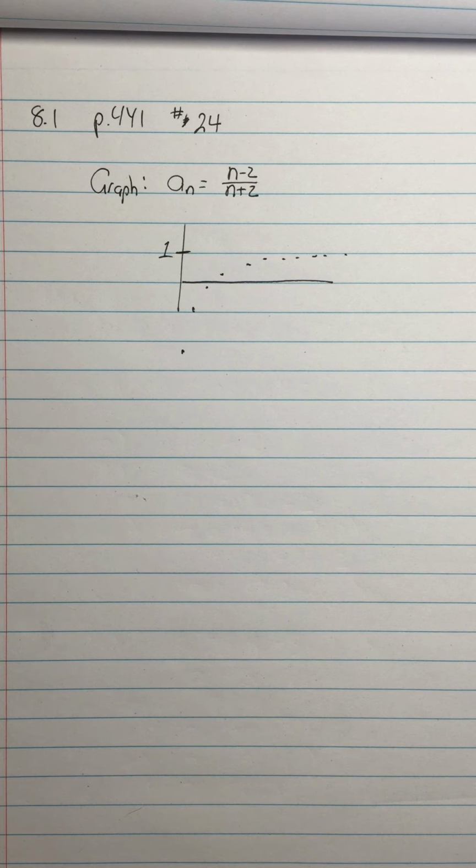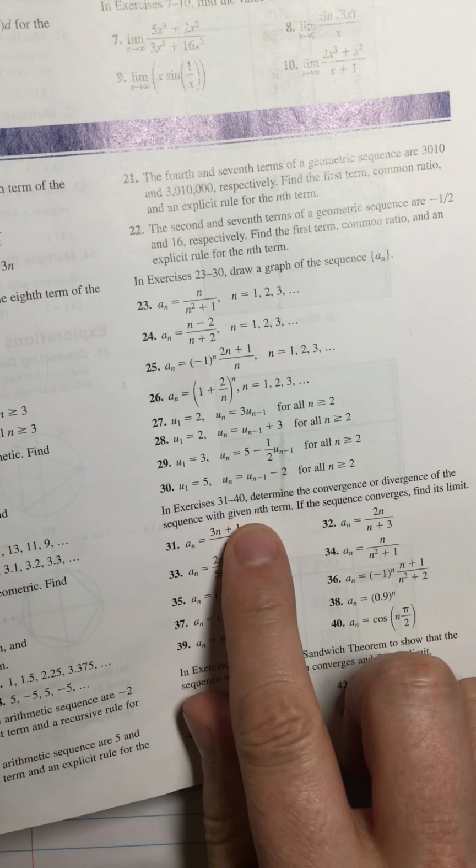All right, so I really want to look at, was that 24? Yeah. So I really want to look at 31 through 39 because those are assigned. These ones say determine the convergence or divergence of the sequence.